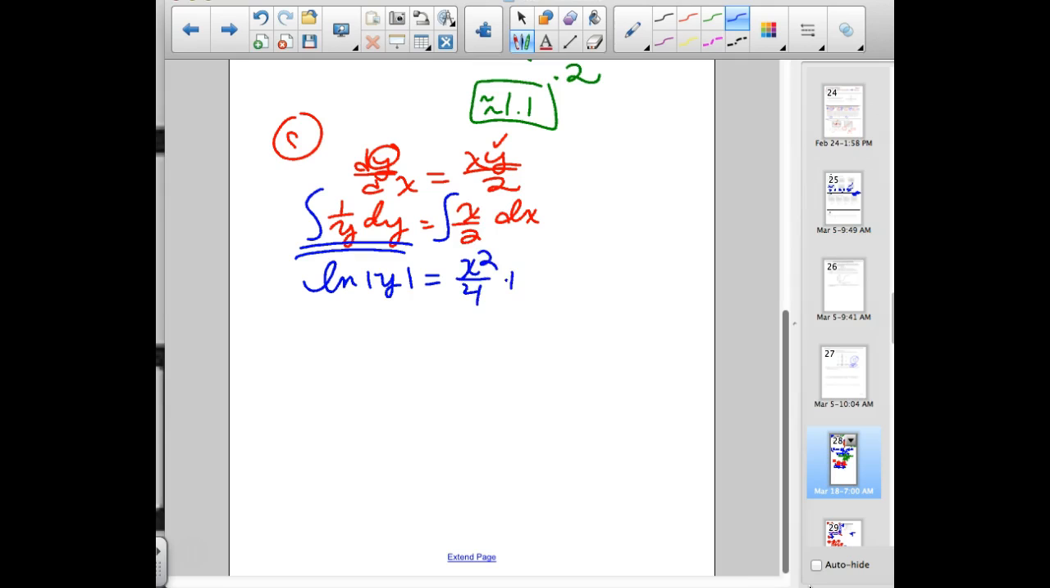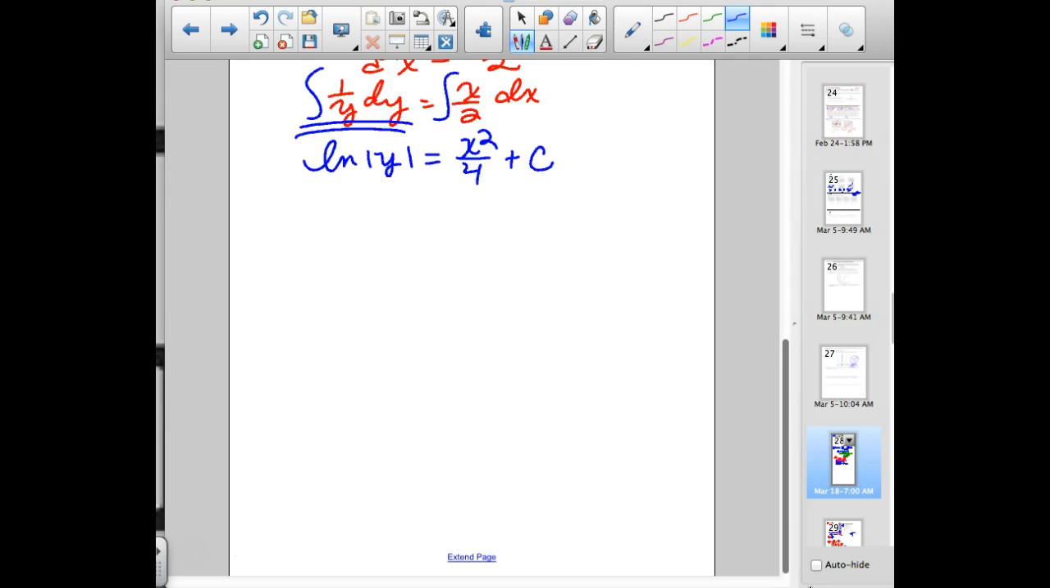And then we've got Carl over here. And then next up, how about Cam? How do I undo the ln? E to the, yeah, I'm going to e to the ln y over here, and I'm keeping the absolute value intact. E to the x squared over 4 plus c.